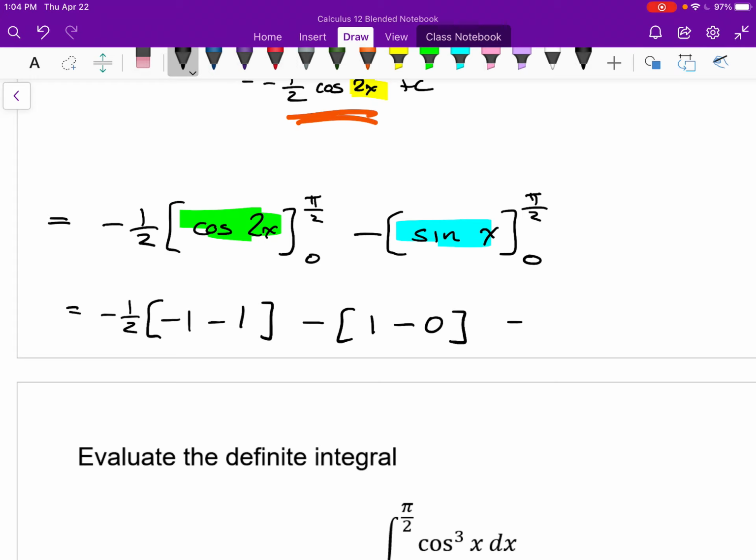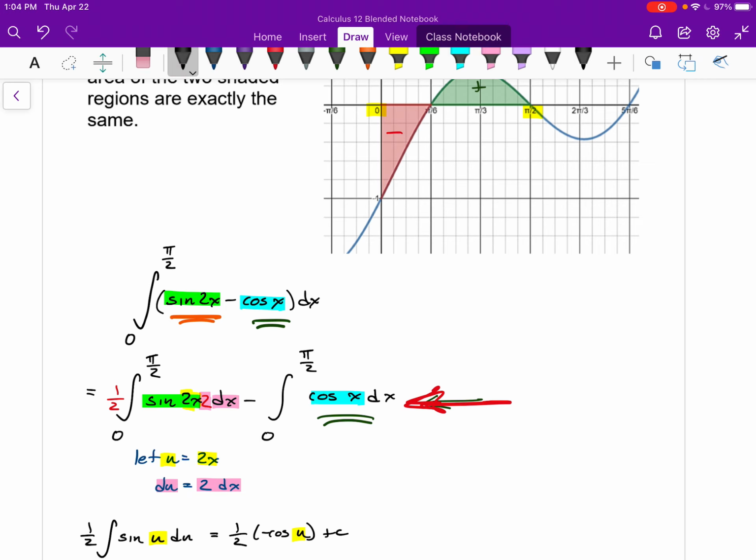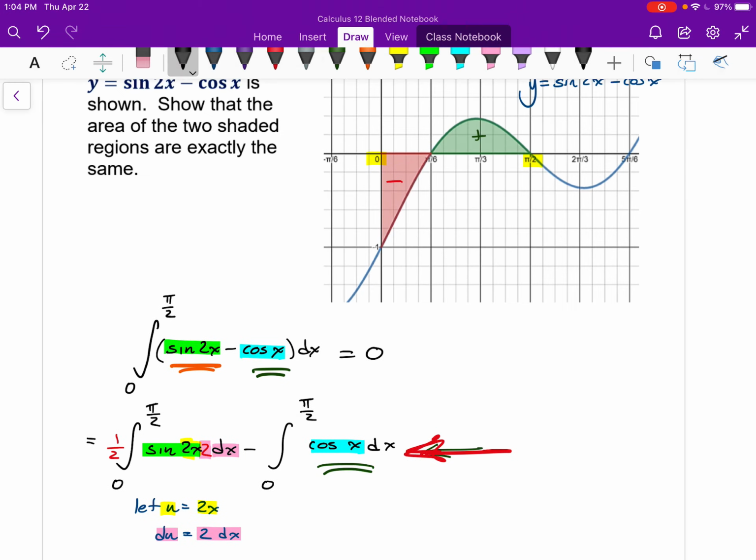And clean things up, eventually you get exactly 0. You get 1 minus 1. And again, that's what I wanted to get, right? In the end, I saw this whole integral equaled 0, and I said right from the start, if I could show that this whole integral equaled 0, then I have proven that these two must have the same areas.